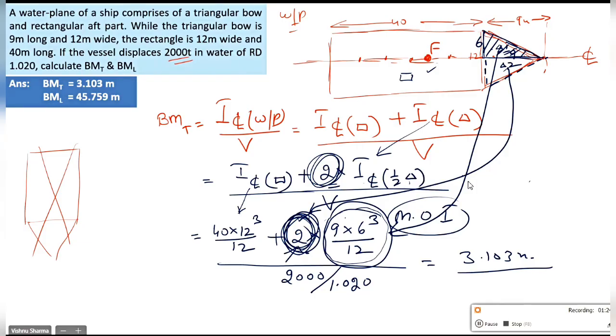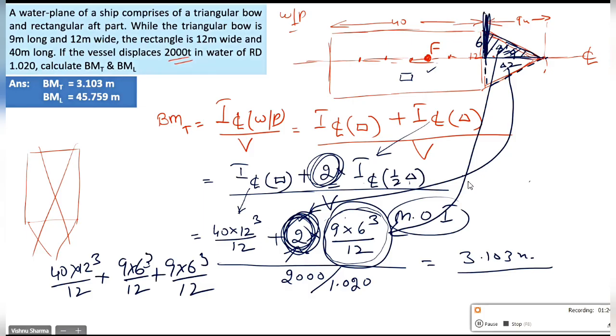Okay, what you do is like this: 40 into 12 cube upon 12 plus 9 into 6 cube upon 12 plus 9 into 6 cube by 12. That's what you're saying, correct? Yes, no sir, actually I was only saying that if instead of 9, we take 6 as the cube, how will you take it? Then will you get about the center line? Then you'll get about this axis, beta. Then the moment of inertia will be about this axis.